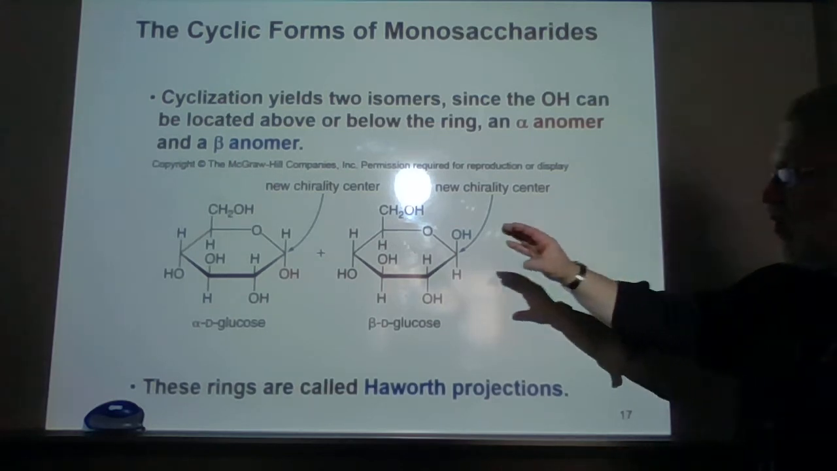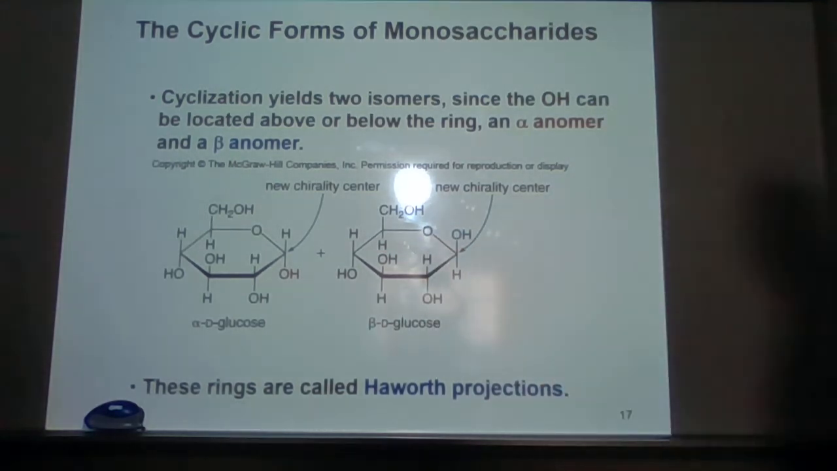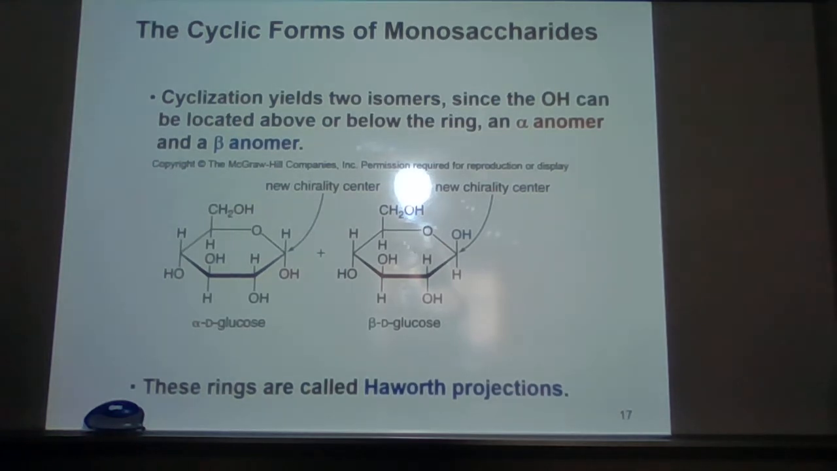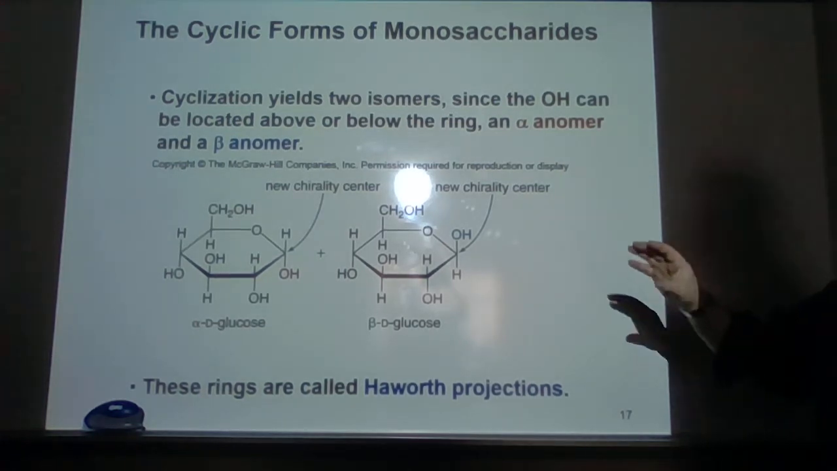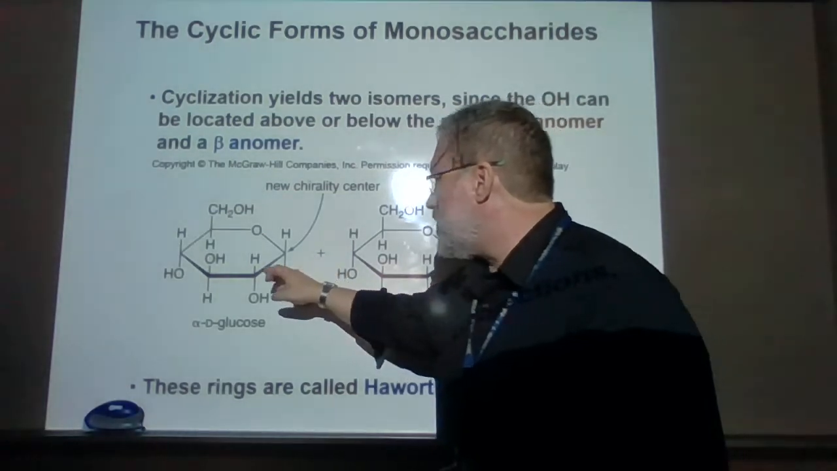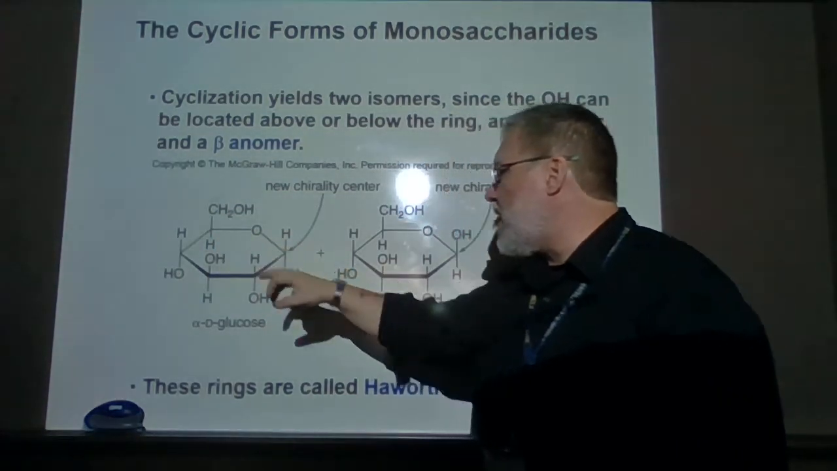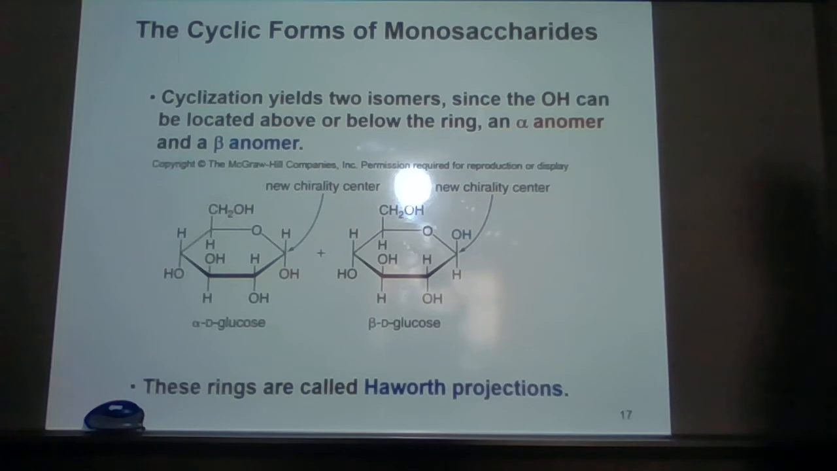These rings drawn in this orientation are called Haworth projections. It's another way to help you get some understanding of the geometric positions of these OH groups around your carbohydrate ring.